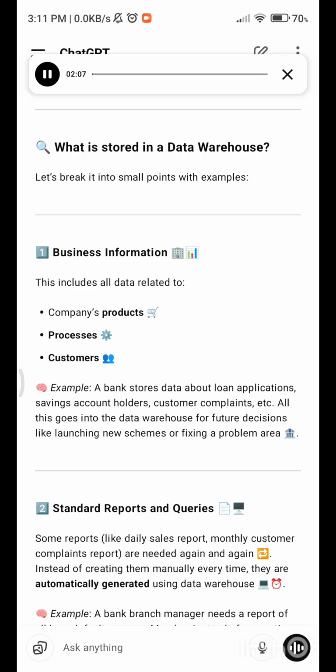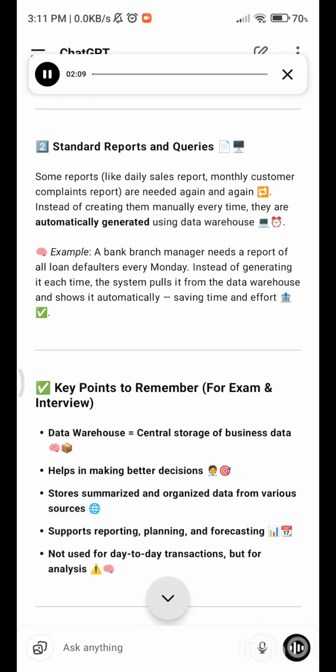2. Standard reports and queries. Some reports, like daily sales report, monthly customer complaints report, are needed again and again. Instead of creating them manually every time, they are automatically generated using Data Warehouse. Example, a bank branch manager needs a report of all loan defaulters every Monday. Instead of generating it each time, the system pulls it from the Data Warehouse and shows it automatically, saving time and effort.